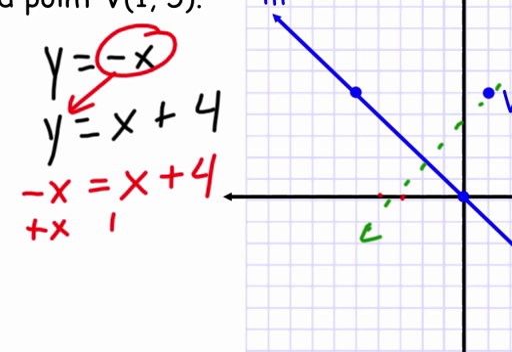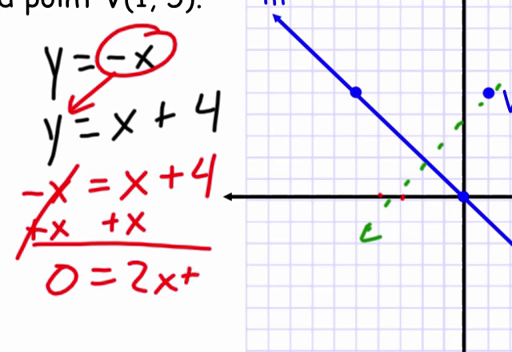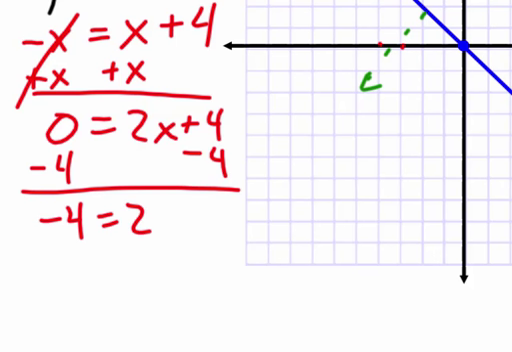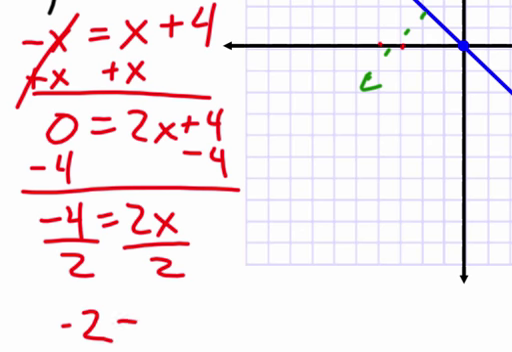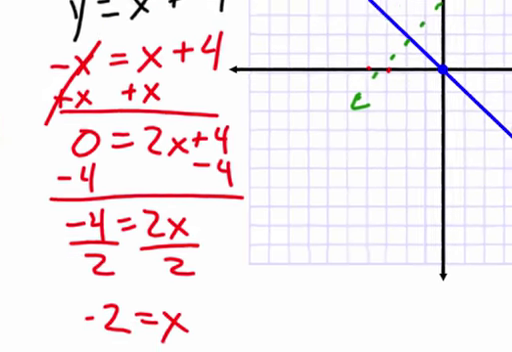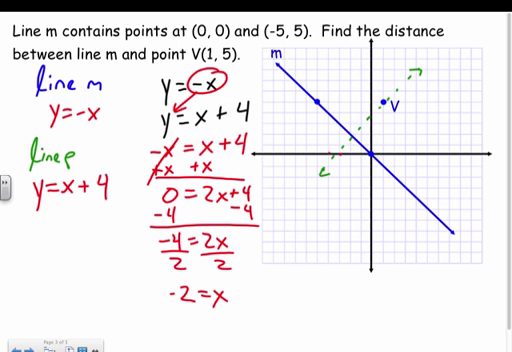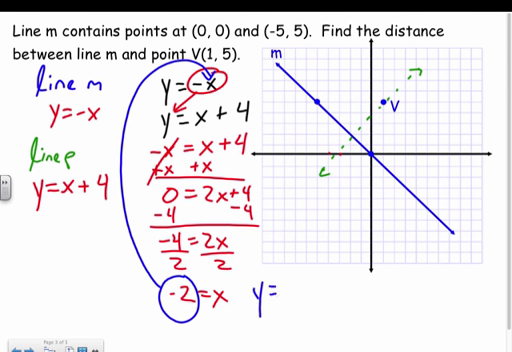And now I can solve this, couldn't I? I can add my x over. So I got 0 on the left side there: 0 equals 2x plus 4. Subtract 4, and I'm left with -4 equals 2x. Divide by 2, and x equals -2. And to solve for y, we just have to plug this back into one of our equations. So I'm going to plug it back into the first one, which is y equals -x. I said x is -2, right? So y is +2. The opposite of -2 is +2. So there's my point of intersection.